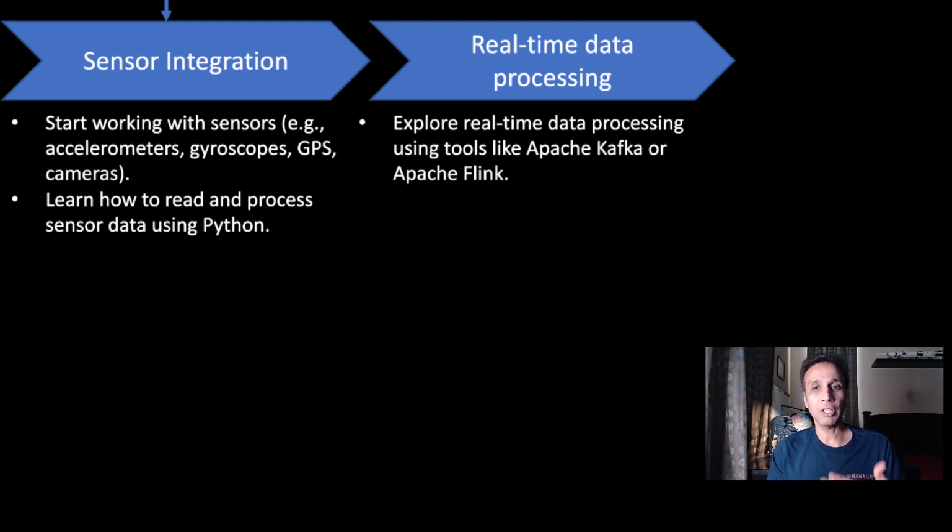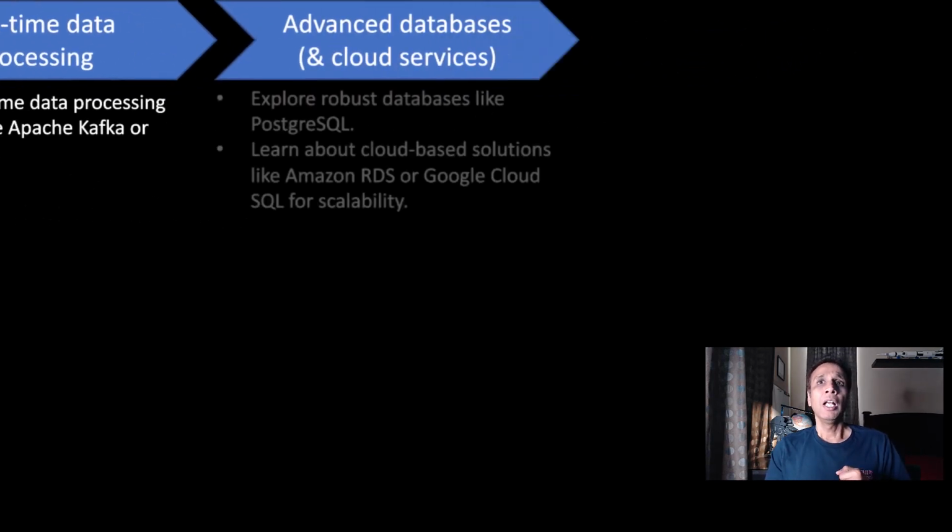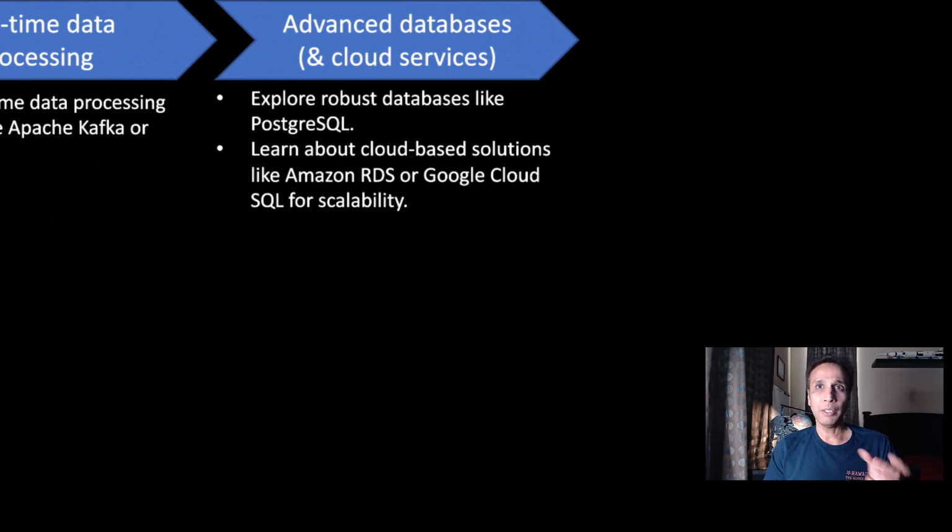And if your application requires that, then of course, this is exactly why we talked about big data earlier. This is where Apache Kafka or Apache Flink can be very useful for you, where you can experiment with this real-time data. And once you master that, now I need to think about advanced databases because SQL is probably not enough. You may have to use something more robust, like PostgreSQL, or learn about the cloud-based solutions.